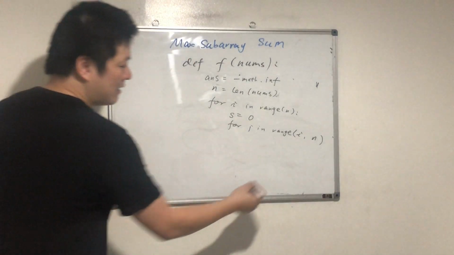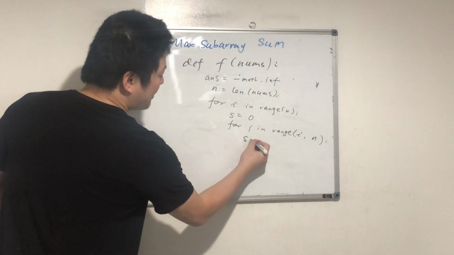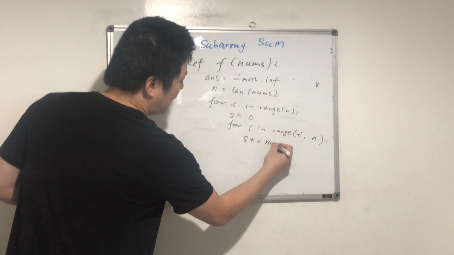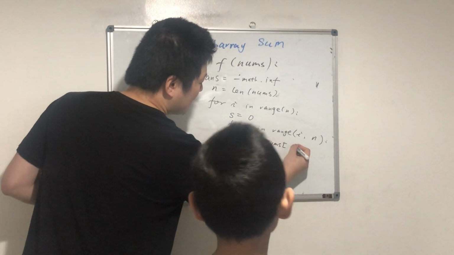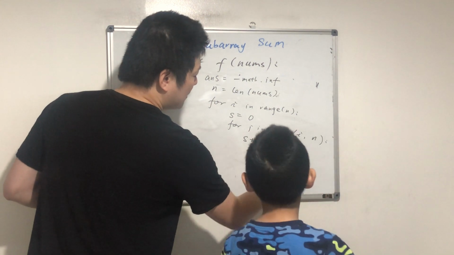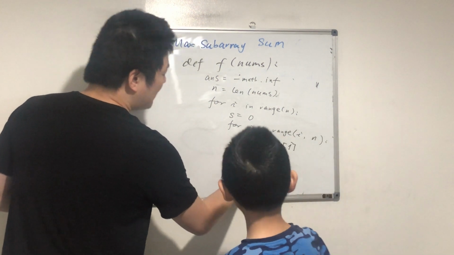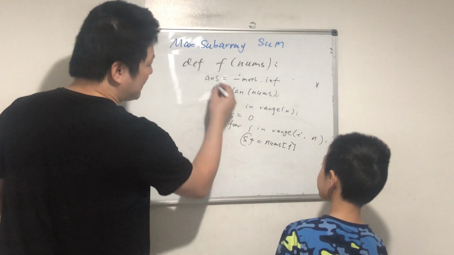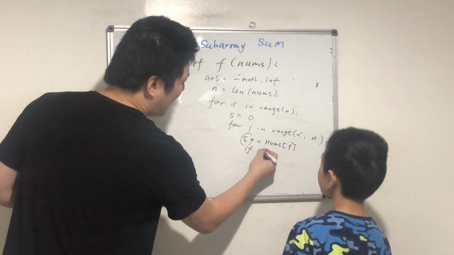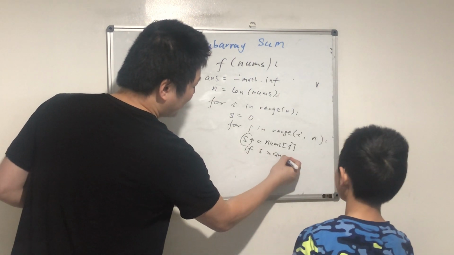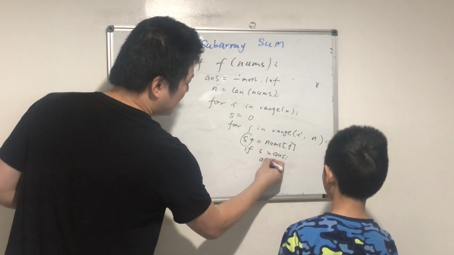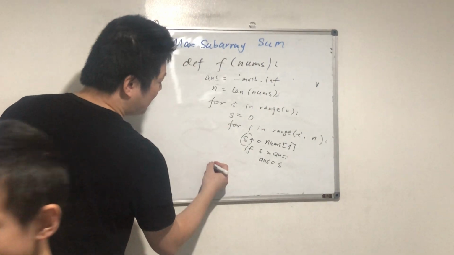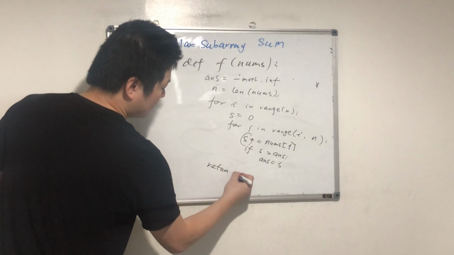And then s plus equals nums, which element? nums j. And then what happens if I got a sum? I need to compare with the answer, yeah? So if s is bigger than answer, what should I do? Then answer equals s. And then return answer.